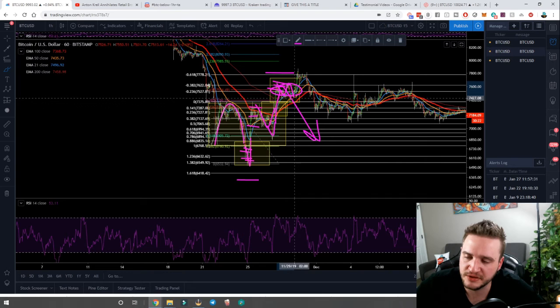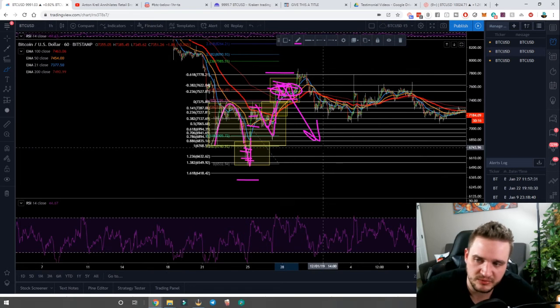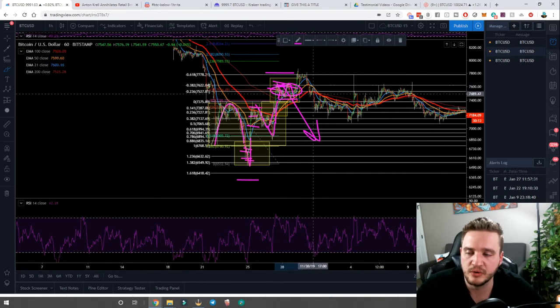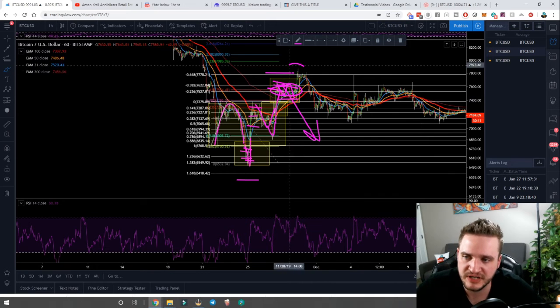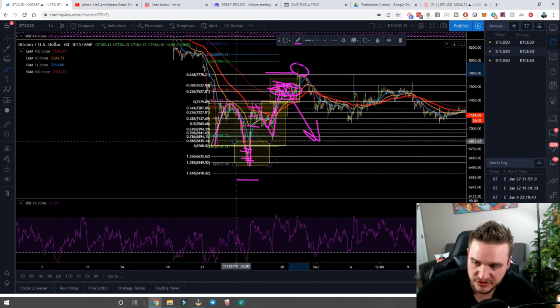Now we chop to the right. That's bad news. It means get out, because that means that we're corrective. We didn't impulse back down like we were supposed to. So we would have been able to exit this position before our stop loss up here was triggered. But that is how this strategy would work.